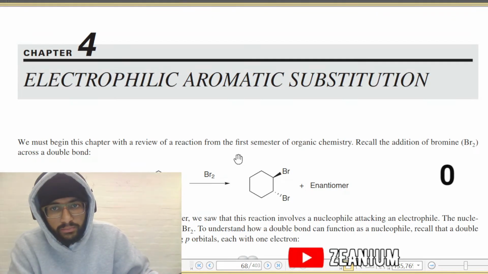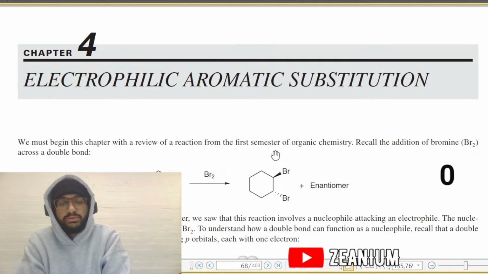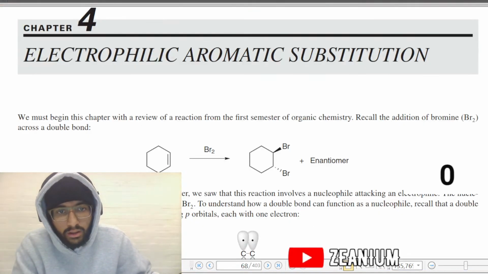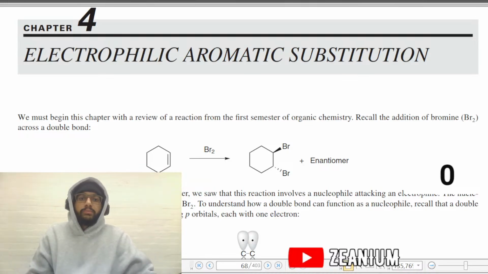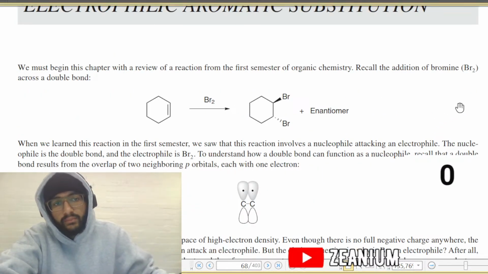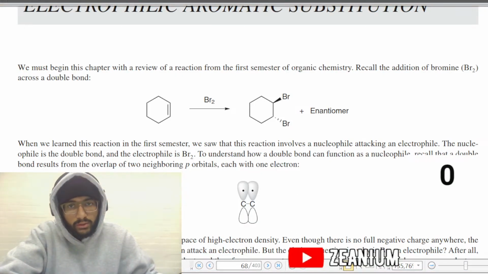And we're gonna be talking about electrophilic aromatic substitution. And yeah, so I'll just read a bit. You can see the whole thing, right? Yep, okay. So, let me check if everything is working. Okay.